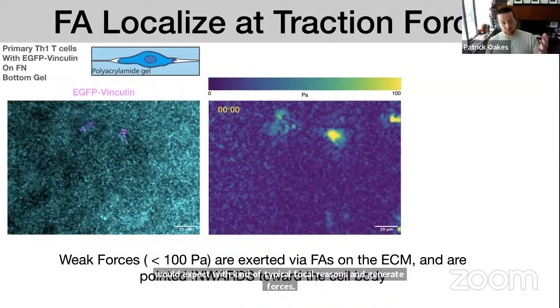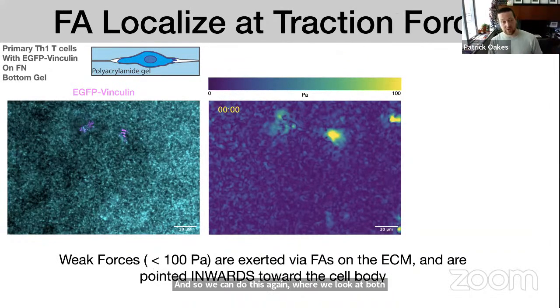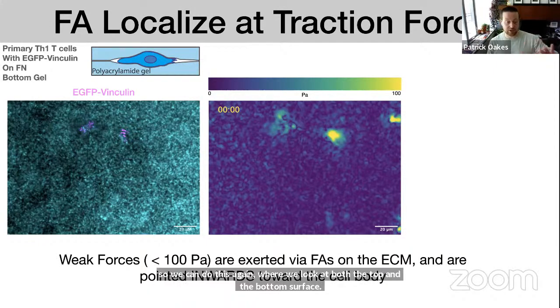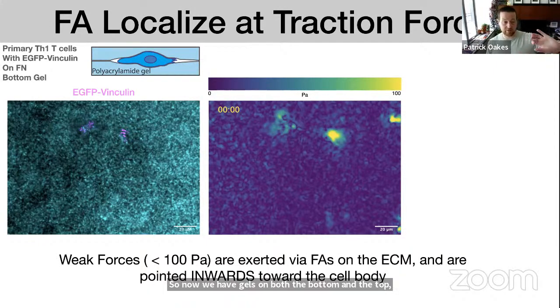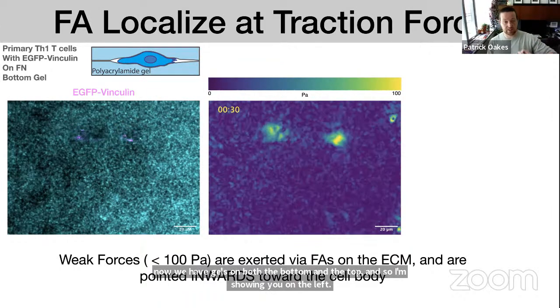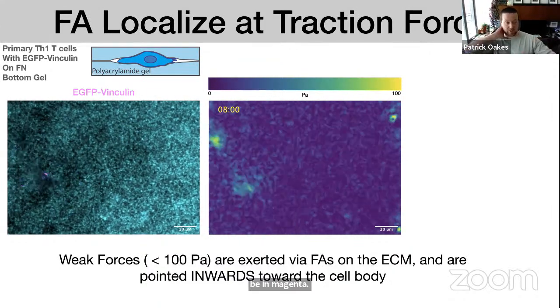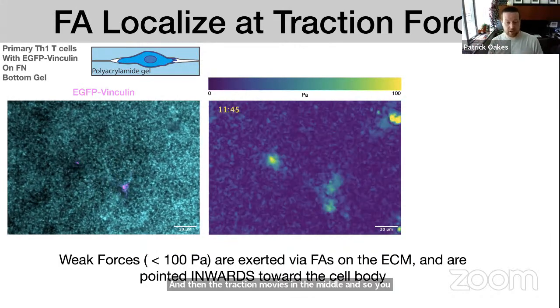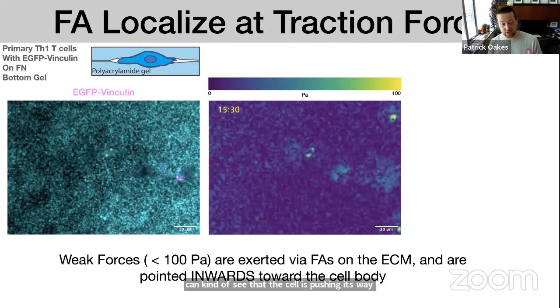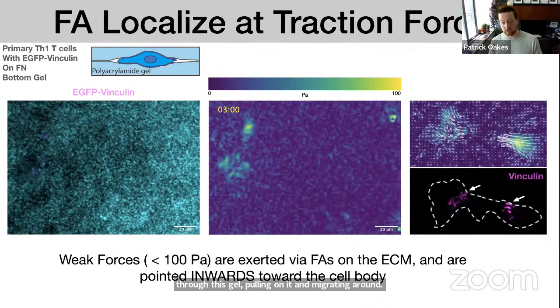And so we can do this again where we look at both the top and the bottom surface. So now we have gels on both the bottom and the top. I'm showing you on the left here the beads, and then vinculin is in magenta, and then the traction movie's in the middle. And you can see that the cell is pushing its way through this gel, pulling on it and migrating around. And so again, the forces here are incredibly weak, but they're all pointed in the right direction.